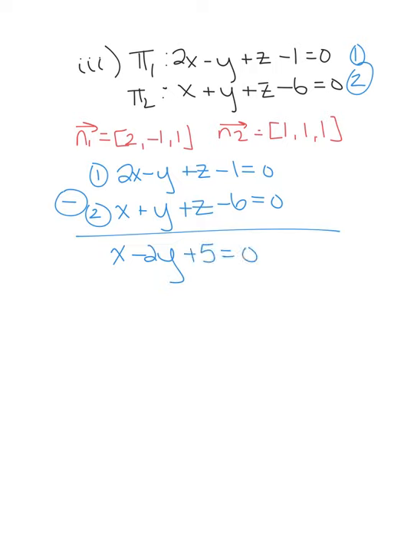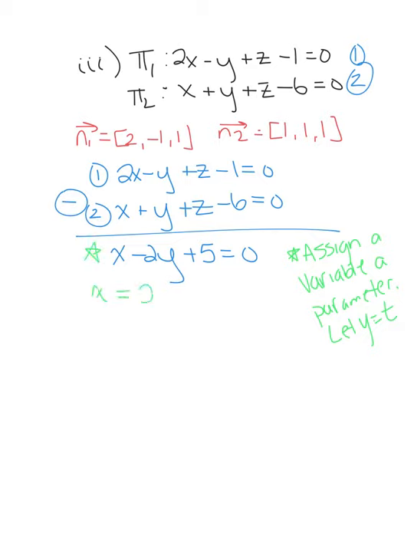Now that I have this equation, what I need to do is assign a variable, any one of these variables, a parameter, and I'm just going to pick t. So I say here that I'm going to let y equal t, and if I do that, I'm able to rearrange this equation and get x is equal to a positive 2t subtract 5. So I've taken these two terms, I've moved them to the other side of the equal sign, and again, I let y equal t.